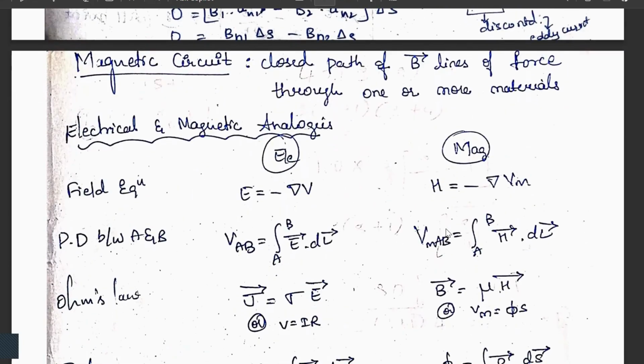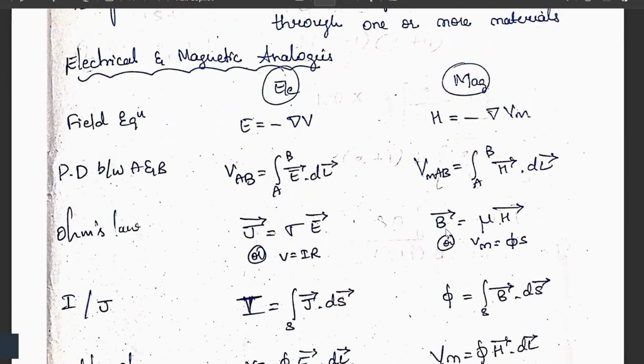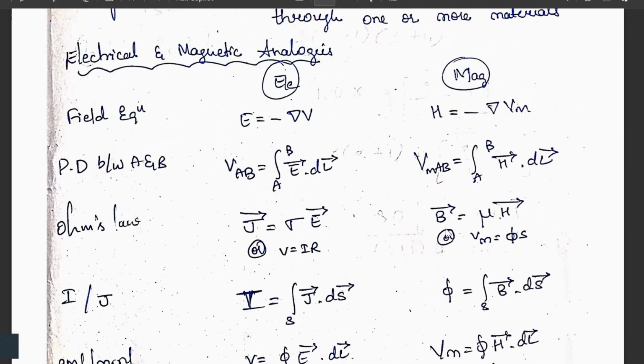The next concept is the magnetic circuit, which is a closed path of magnetic field lines of force through one or more materials. So we have to know the electric and magnetic analogies. The field equation for the electric is E is equal to minus del V. For the magnetic, H is equal to minus del Vm. The potential difference between A and B is VAB, equal to the integral from A to B of E vector dot dl vector. Now here it is H vector dot dl vector.